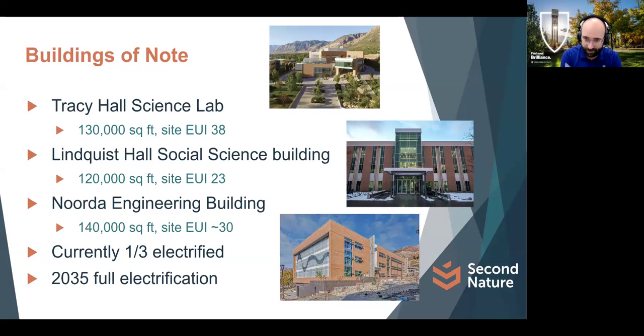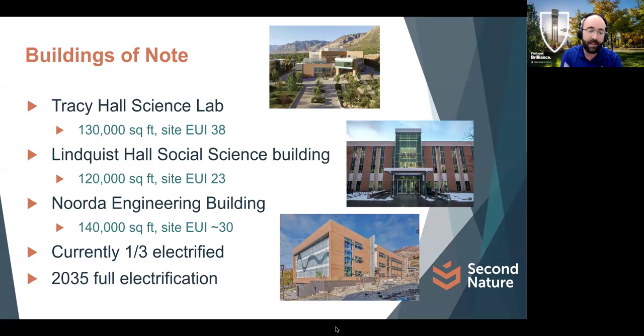Our social science building, this is the most efficient building on campus. Its site EUI is 23. It has its own ground source field that is underneath a rugby field. It can share energy with campus or call for energy from campus if it needs to. It's only done so once in the 6 years it's been operational.